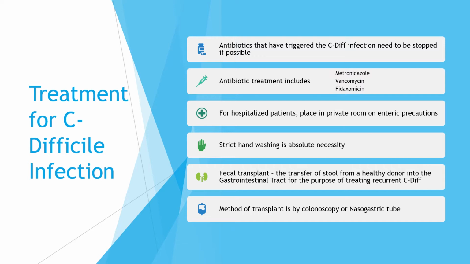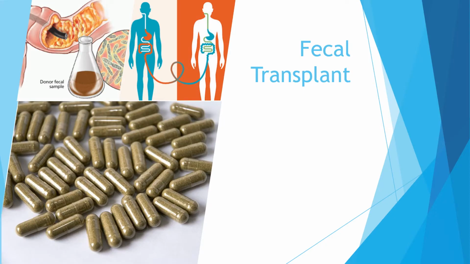A fecal transplant is another way of treating C. diff. A fecal transplant is used if nothing else has worked yet. A fecal transplant is the transfer of stool from a healthy donor into the gastrointestinal tract of an infected patient. This is for the purpose of treating recurring Clostridium difficile. A fecal transplant is done by a colonoscopy or through a nasogastric tube. This next slide shows a couple different pictures that talk about fecal transplants.